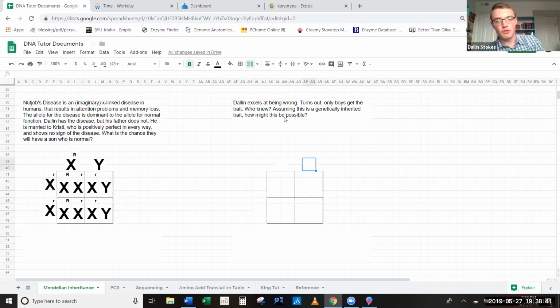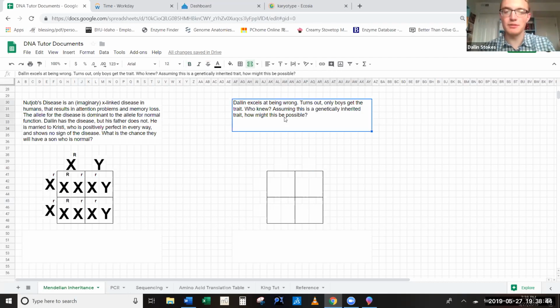Dallin excels at being wrong. It's true. It turns out only boys get the trait, so it seems. Who knew? Assuming this is a genetically inherited trait, how might this be possible? Okay. Only boys get it. How is that possible? For generation upon generation upon generation, girls are always right. And boys are the only ones that get the trait. Why? Well, what does every boy have that every girl doesn't?